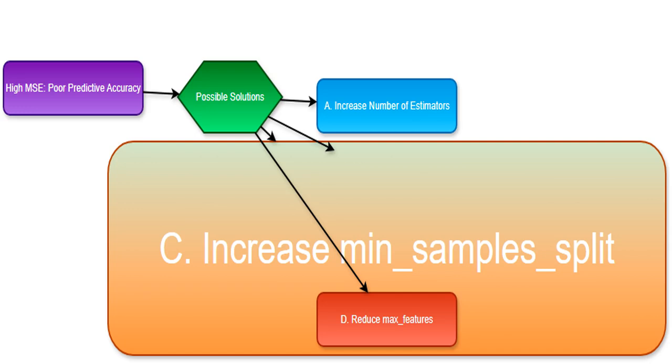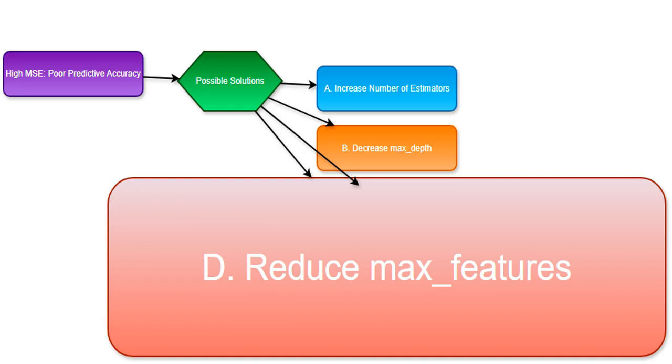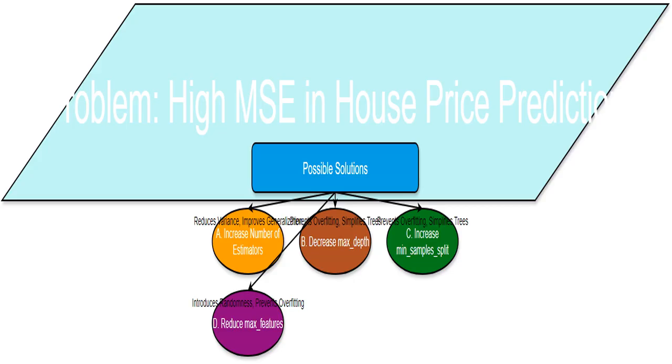I can increase the minimum number of samples required to split a node in my decision trees, min_samples_split. This makes the trees simpler and less likely to overfit. It's like requiring more evidence before making a significant decision. I can reduce the number of features considered when splitting nodes in the decision trees, max_features. This adds more randomness and avoids overfitting when some features are strongly related or irrelevant. Think of it like considering only the most important factors when making a decision, avoiding getting sidetracked by less relevant information.